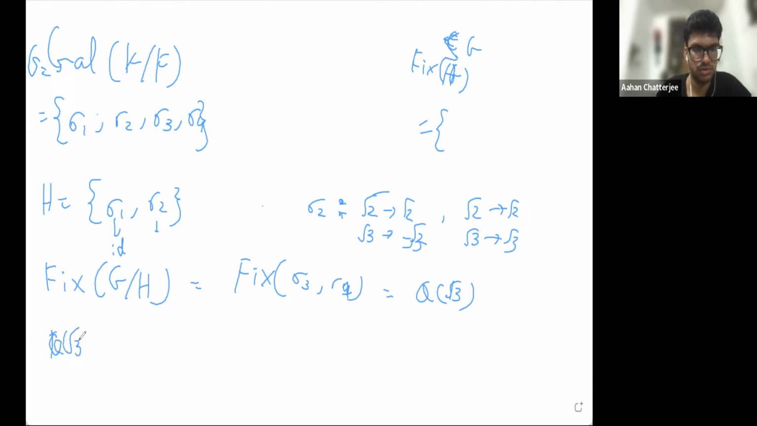So Q(root 3) is a subfield of K. Okay, if we take this as H1 and say we take H2 as sigma 1, so the fixed field of this is just the entire field. Oh, my bad. So it's the entire field K.